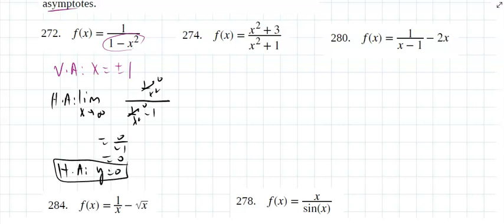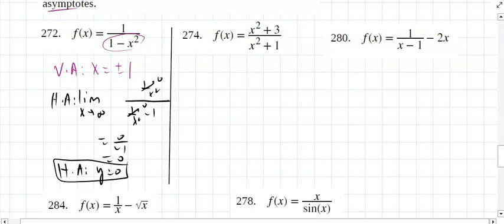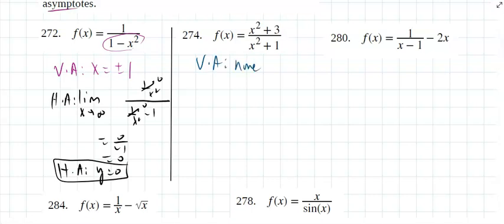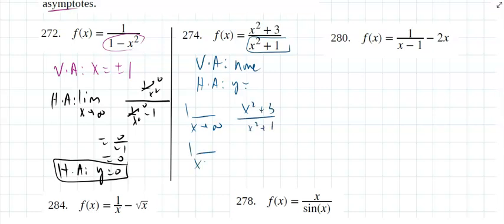Whatever that limit is, let me do that again to this problem. Here, if I take vertical asymptote, none. The reason for that, the denominator can never be 0. Horizontal asymptote, y equal, I'll take the limit as x approaches infinity of x squared plus 3 divided by x squared plus 1. Divide by the highest power term of the denominator, which is x squared.